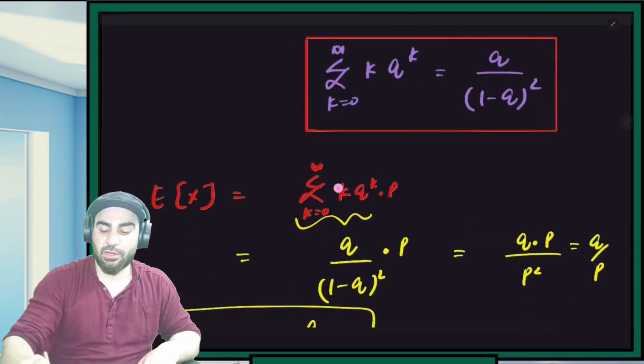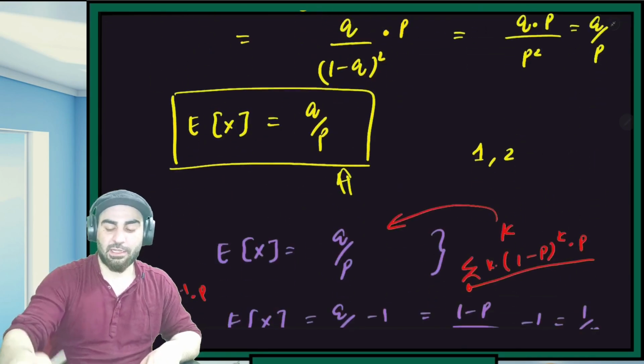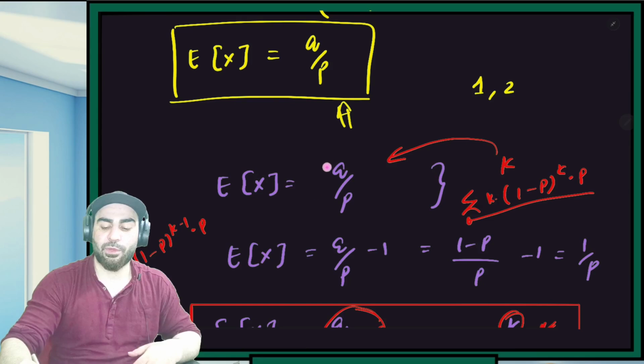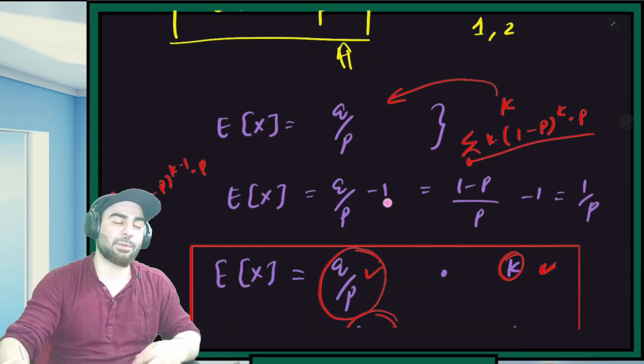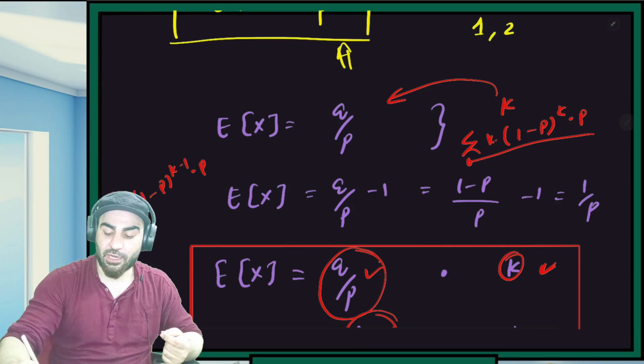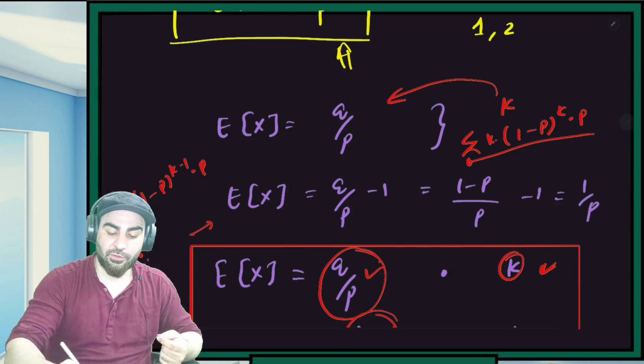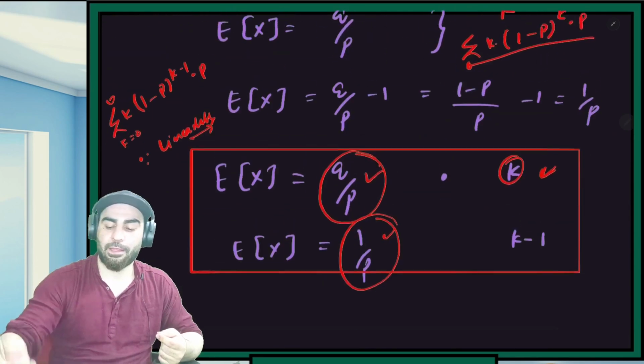So I substituted this value instead of this, and once I had that, I did some more algebra and landed at the formulation. Once I want the formulation for the other case, I just subtract 1 because of the linearity of expectation. This is because of linearity of expectation.